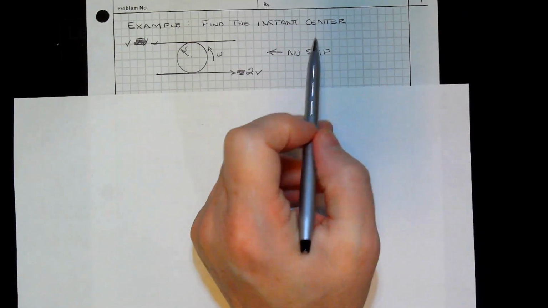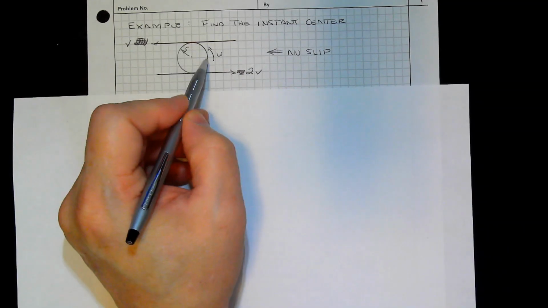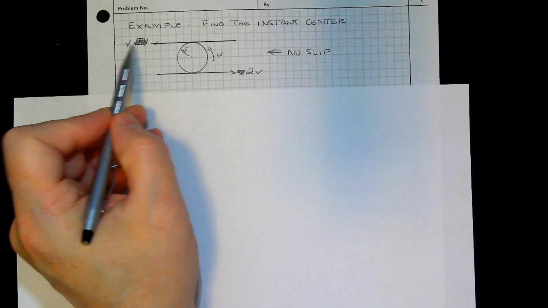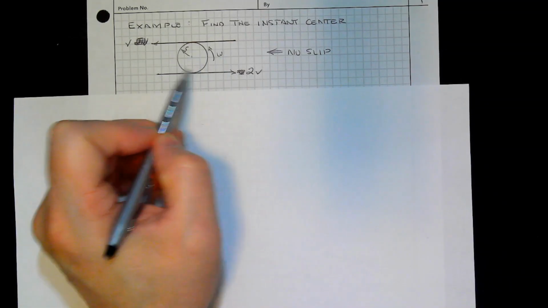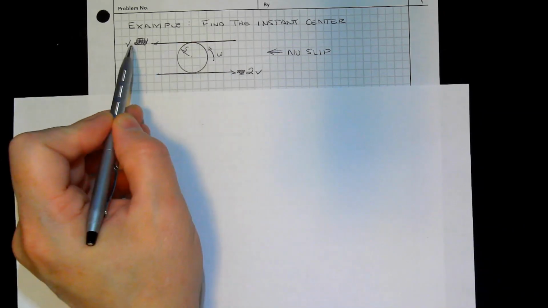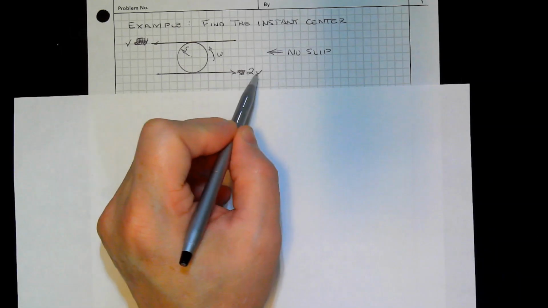Another problem with instant centers. Suppose we were asked, find the instant center of rotation for the following system. So what do I have? I got a wheel, and so it's rotating. We have omega, you can see going like so. And here's v. Basically this wheel is rotating in between two belts. The top belt is going along at velocity v. The bottom belt is going here to the right at velocity 2v.